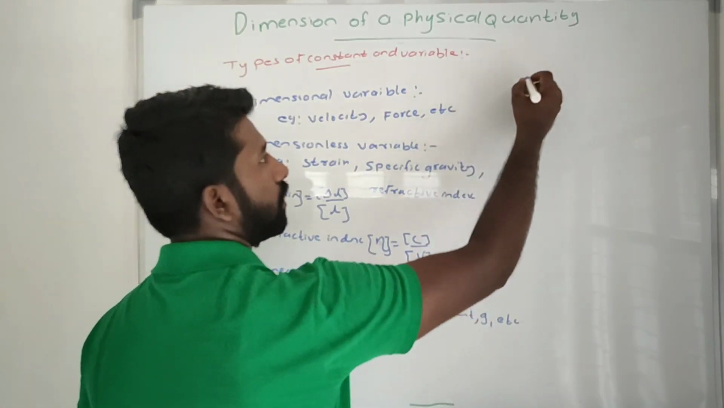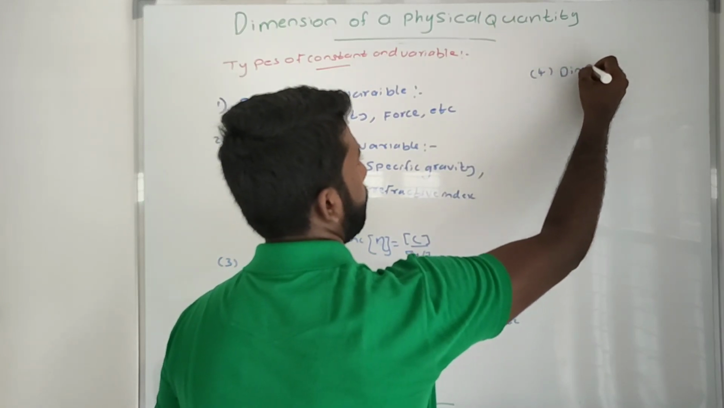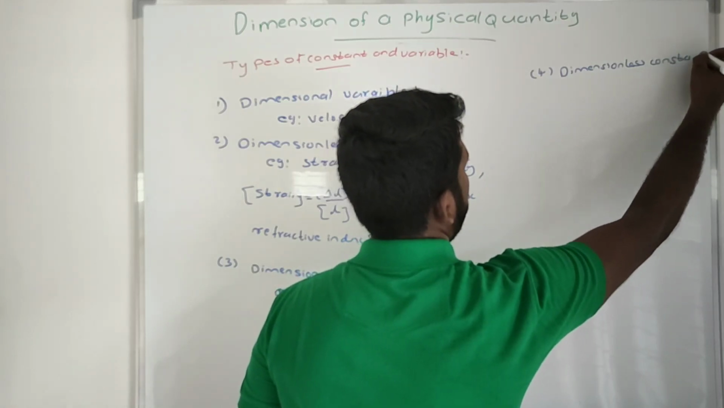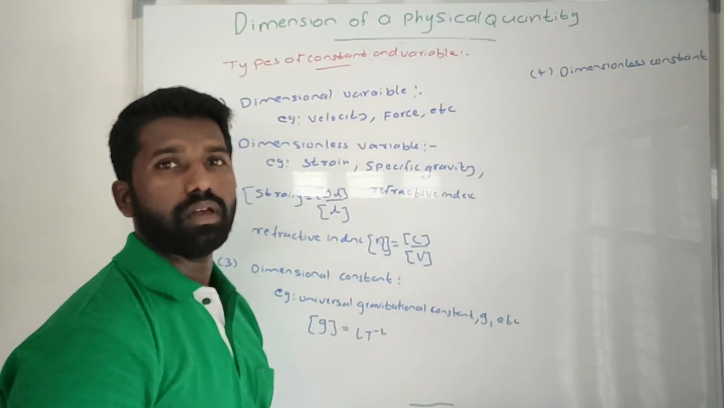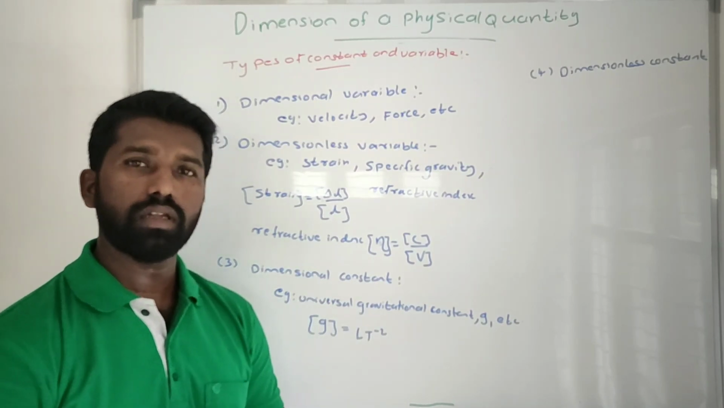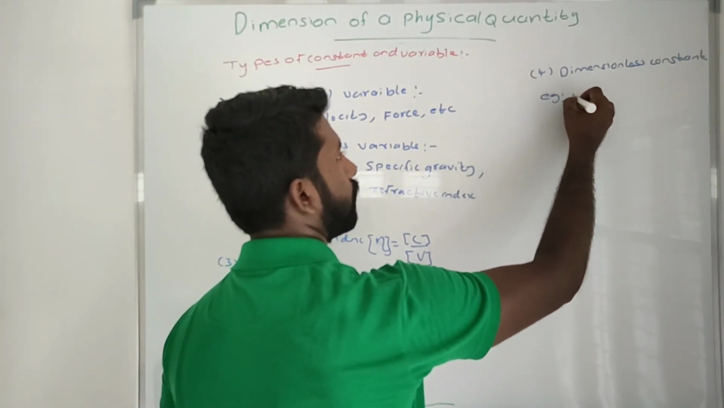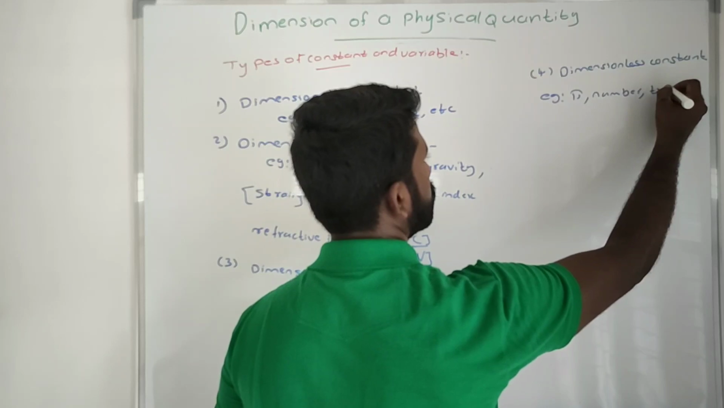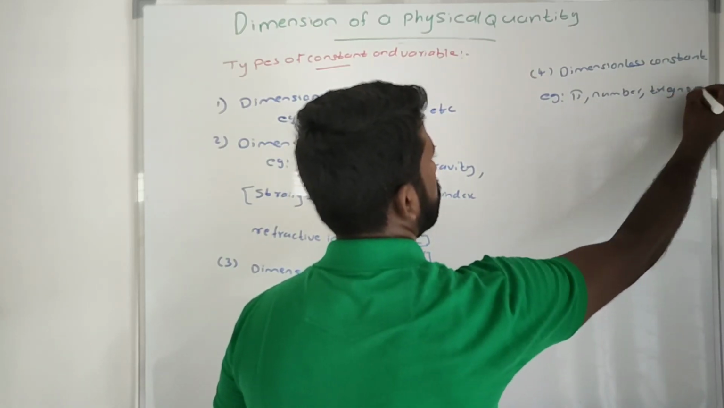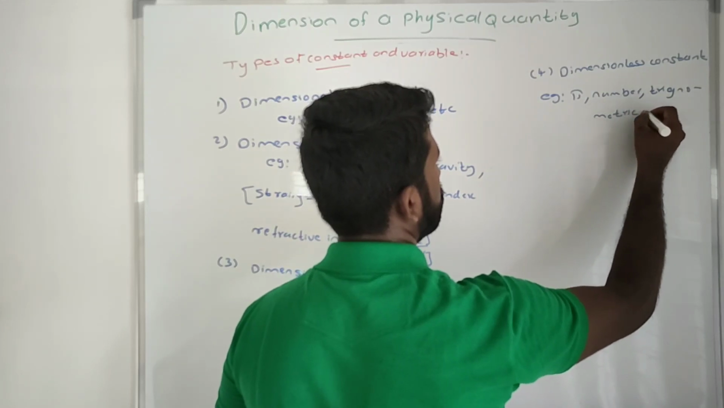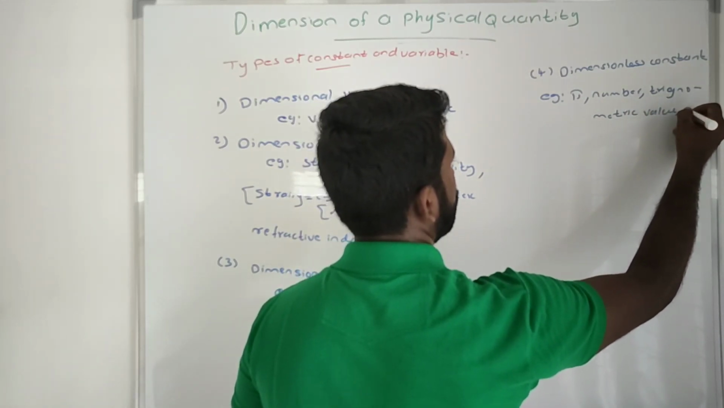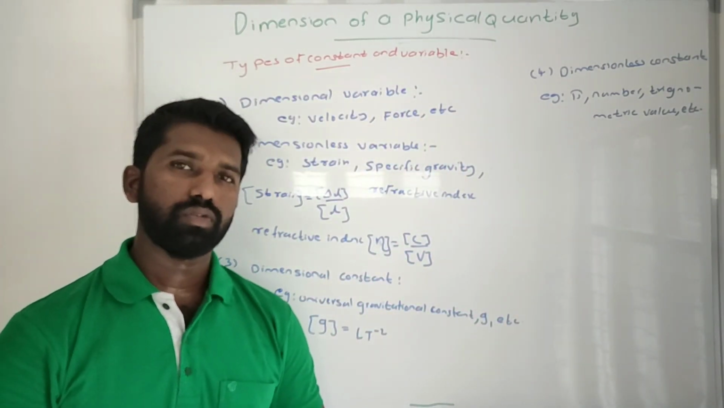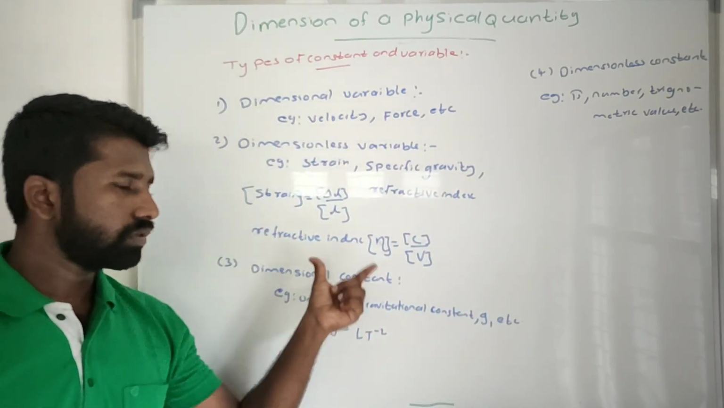And we will go to the last classification, that is dimensionless constant. That means the constant does not have a dimension. Examples are pi, numbers, all the trigonometric values, and the exponential value. All these do not have dimension. Okay, this is the basics of the dimension.